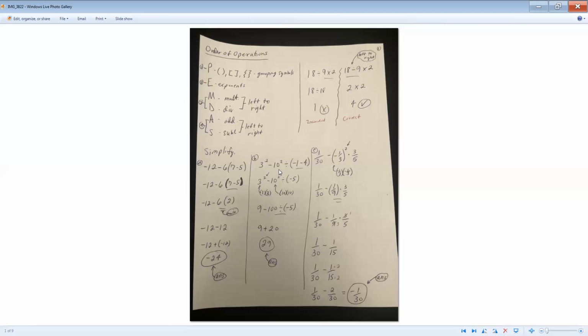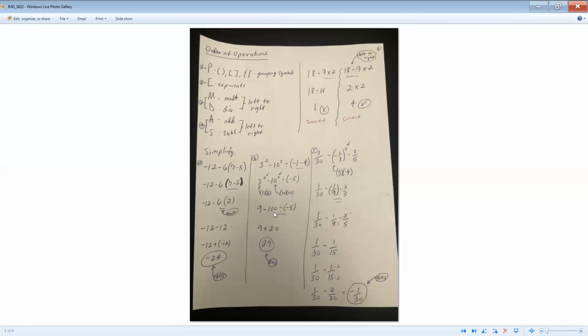Next one, we have 3 squared minus 10 squared divided by (negative 1 minus 4). So what's in the parentheses, negative 1 minus 4, gets our attention first. Negative 1 minus 4 is negative 5. After that, we will do the exponents. 3 squared is 3 times 3, which is 9. 10 squared is 10 times 10, which is 100.